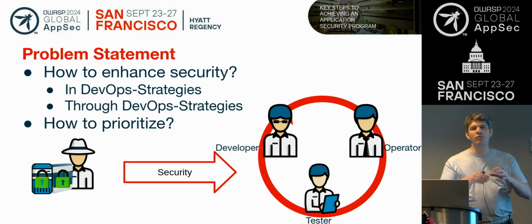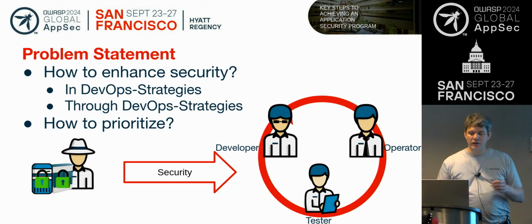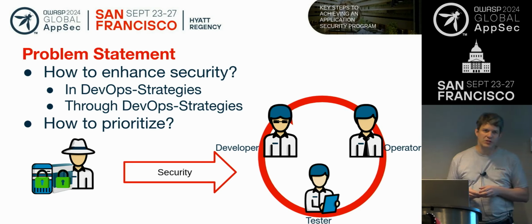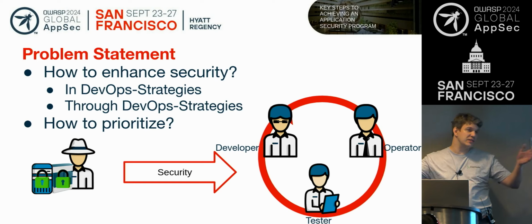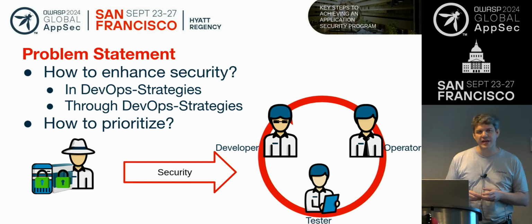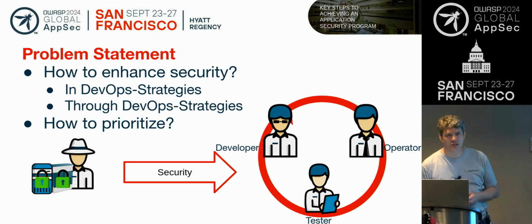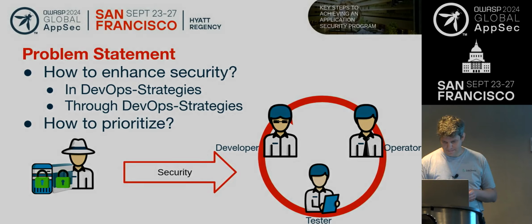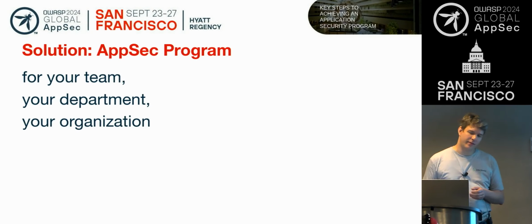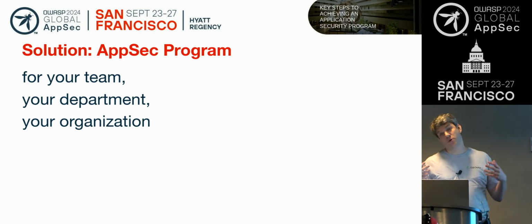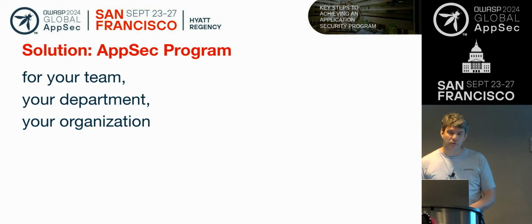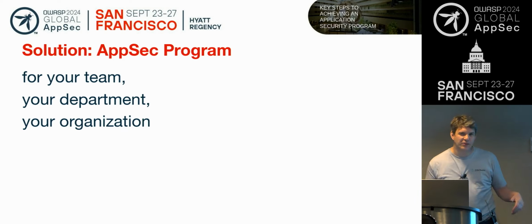And when you have an overview of what you want to do, the question is, how do you prioritize this? You have maybe 20 things in mind. What do you do first? That is where the maturity model chips in, which gives you a structure of what to do first and what to do later. The solution is obviously an application security program, from my point of view, based on a maturity model for your team. I always say in your area of influence.